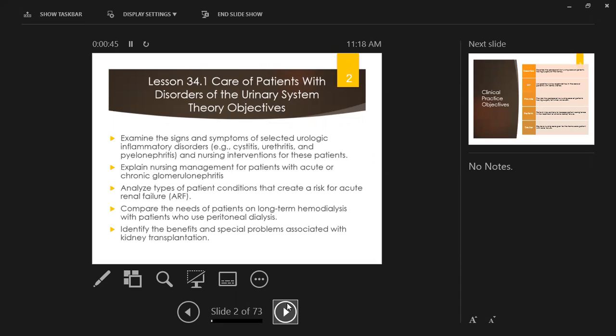Analyze types of patients' conditions that create a risk for acute renal failure, ARF. Compare the needs of patients on long term hemodialysis with patients who use peritoneal dialysis. Identify the benefits and special problems associated with kidney transplantation.